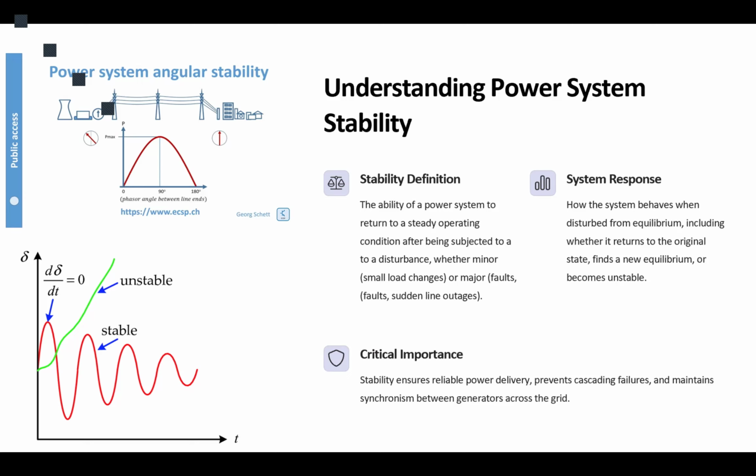And by generators, I don't mean just rotary machines. It's all the resources. It could be inverters, energy storage, any kind of resources. Okay.